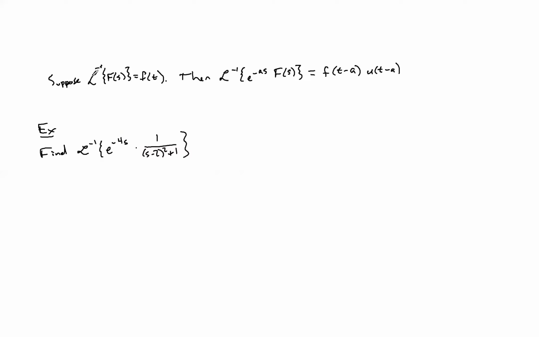So here's our rule for inverse Laplace transforms. Suppose we know that the inverse Laplace transform of capital F of s is f of t. Okay, then the inverse Laplace transform of that same capital F of s just being multiplied by this exponential function is equal to this shifted function times the unit step function, f of t minus a times u of t minus a. All right, so again, let's just use this property to find this inverse Laplace transform. In this case, our e to the negative as, in this case, a is 4.